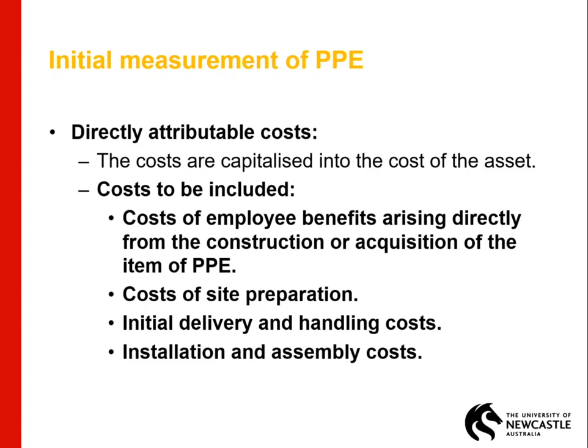Any directly attributable costs are also capitalised into the cost of assets, and so that could include things such as employee benefits arising directly from the construction or acquisition of the property, plant and equipment. Normally, wages would be expensed. However, when you are constructing an asset, they can be included as part of the cost of that asset rather than being expensed straight away.